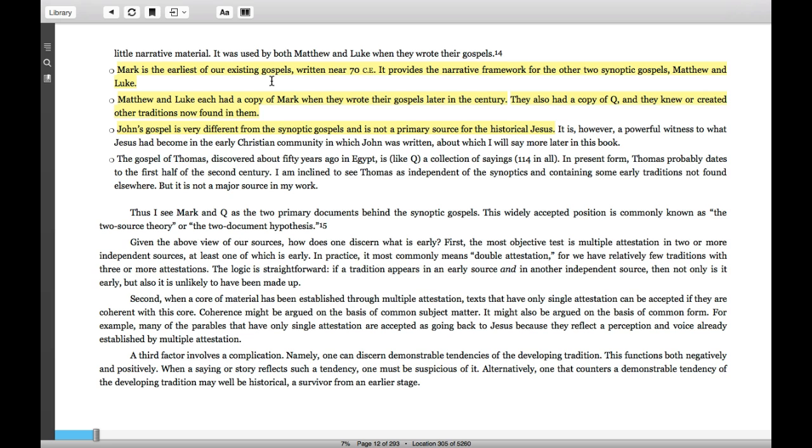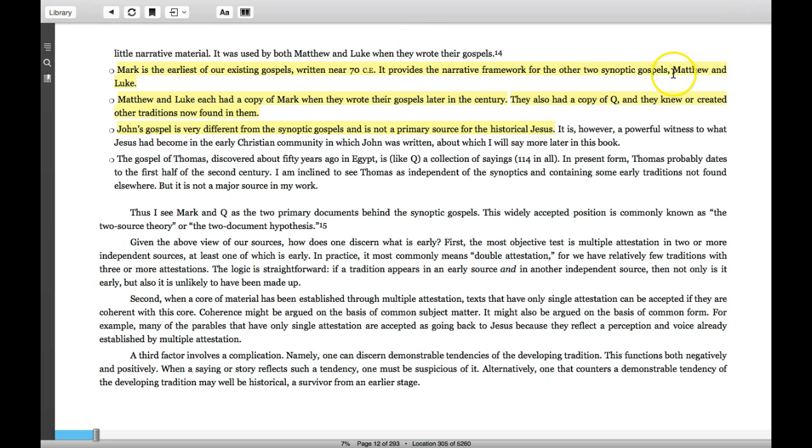Some scholars put it a little bit before 70. I mean, why was 70 important? Just a side note. 70 was when the Jewish temple was destroyed again, causing a major shift, not only in Judaism, but also in Christianity. So this provides the framework.